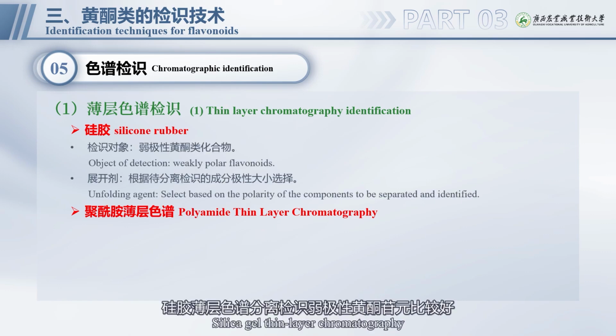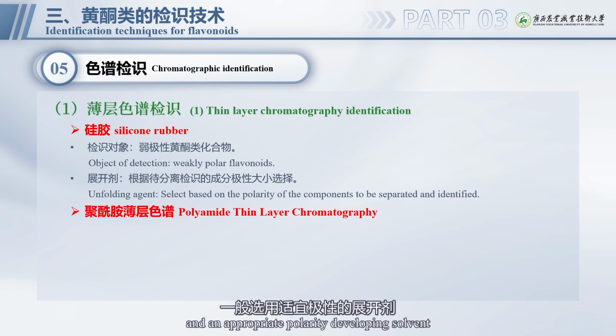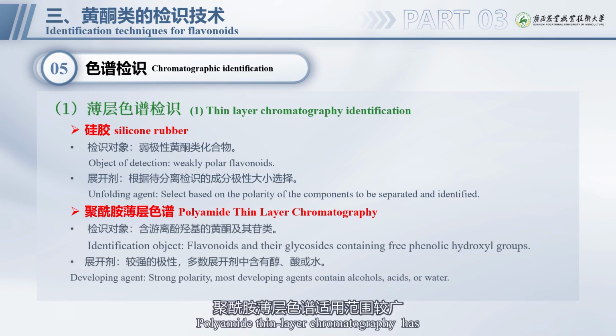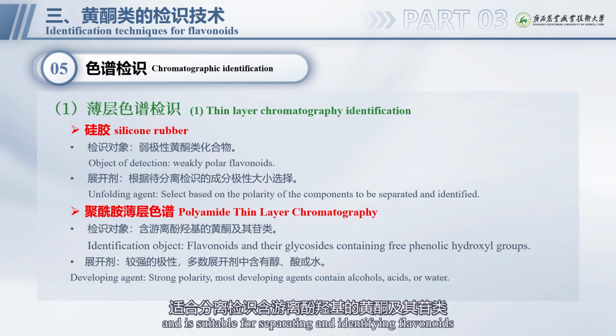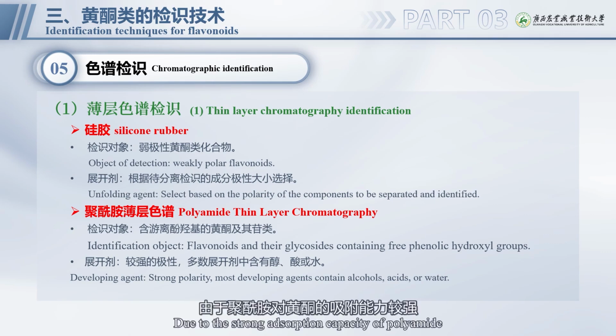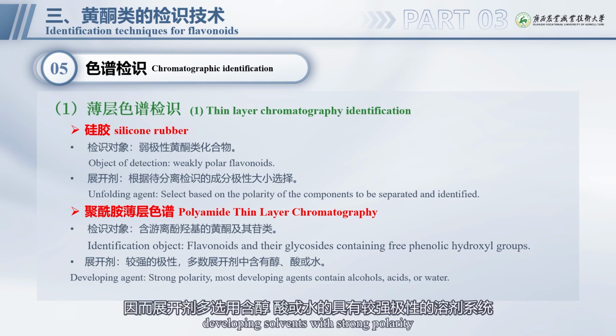Silica gel thin layer chromatography is better for separating and identifying weakly polar flavonoid aglycones, and an appropriate polarity developing solvent is generally selected. Polyamide thin layer chromatography has a wide range of applications and is suitable for separating and identifying flavonoids and their glycosides containing free phenolic hydroxyl groups, due to the strong adsorption capacity of polyamide for flavonoids. Developing solvents with strong polarity containing alcohol, acid, or water are often used.